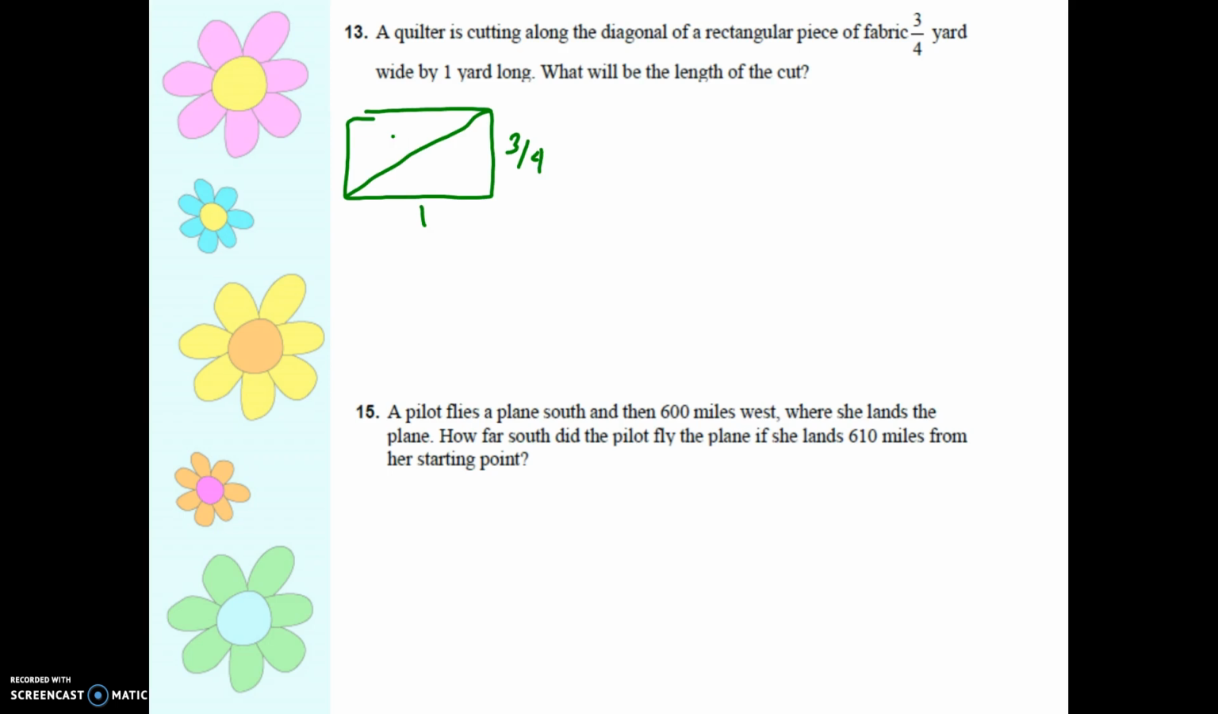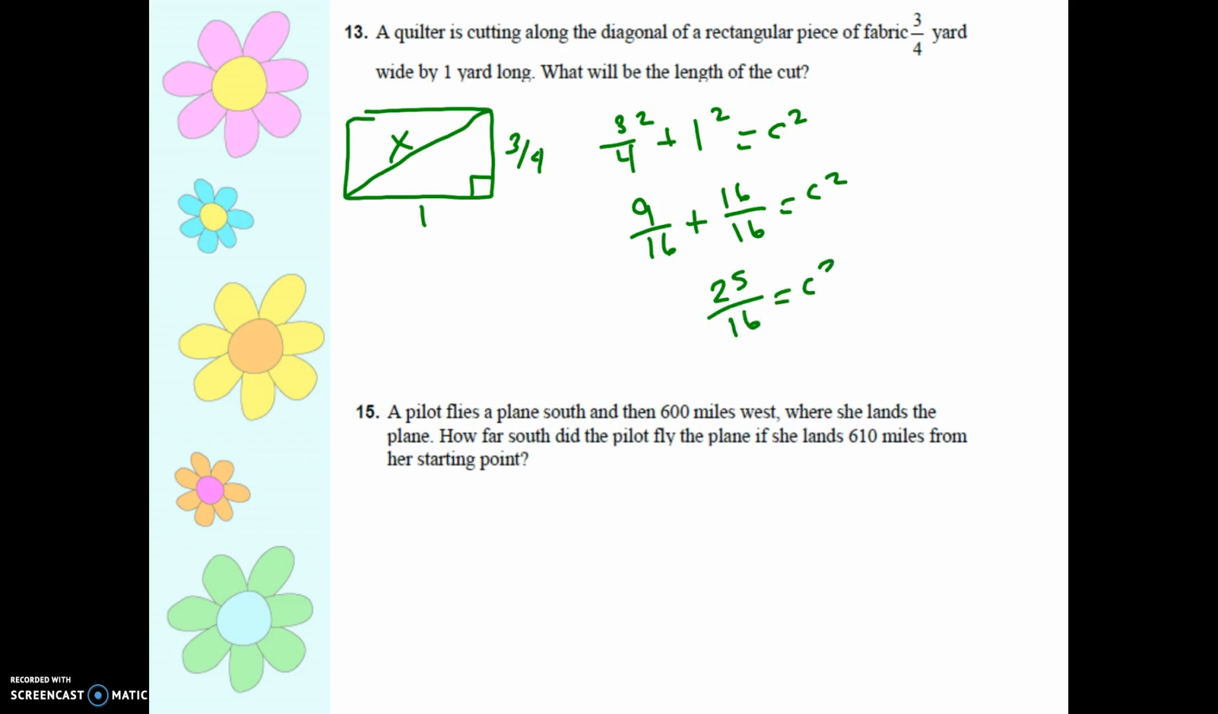So what we're looking for is here, the C. If you look at this like a right triangle, because it's a rectangle, it's half the rectangle, which makes it into a right triangle. So then we just plug it in. 3/4 squared plus 1 squared equals c squared. So that's going to give us 9/16 plus, I'm going to change this to 16/16 because 1 squared is 1, but since we want to add these together, that's going to give us 25/16 equals c squared.